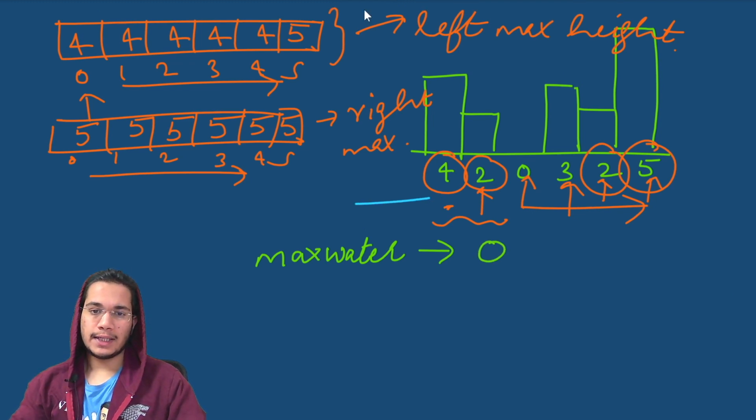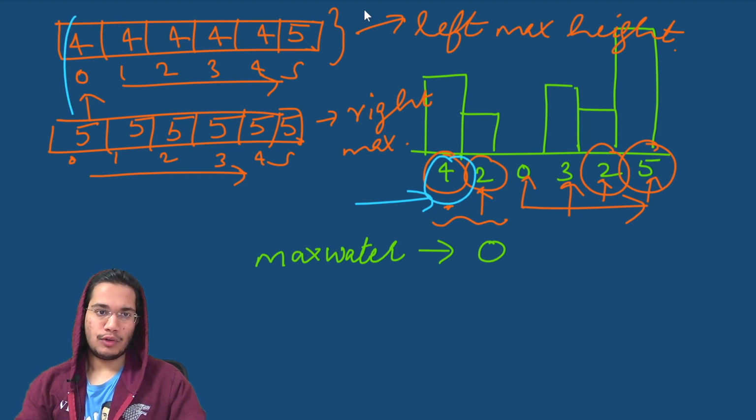So finally, we again need to iterate over all the buildings starting from the first one. So we iterate for building number 4. For 4, the two values are 4 and 5. The smaller of these two is 4. And this is not greater than 4. So nothing can get stored on top of the first building.